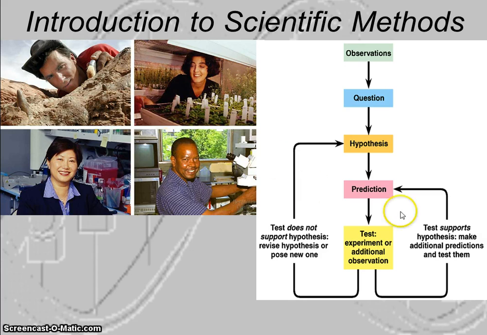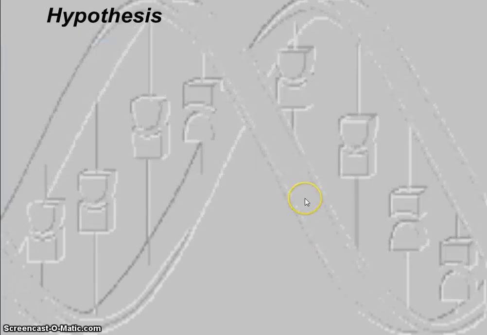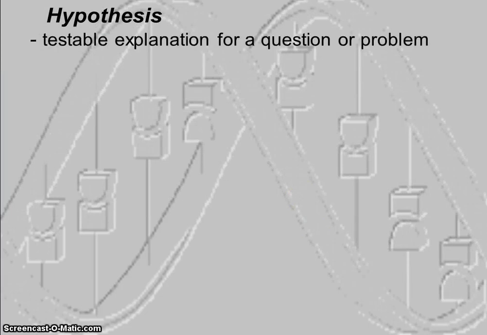That experiment may support the hypothesis and allow us to make other predictions, or it may not support the hypothesis, and we may have to go back and come up with alternate hypotheses. So a hypothesis, again, is basically just a testable explanation for a problem. Sometimes you've heard of a hypothesis as an educated guess. Well, it's not really guessing, because typically, again, we have some background information that we're using to make that statement. We're not just randomly guessing about it.